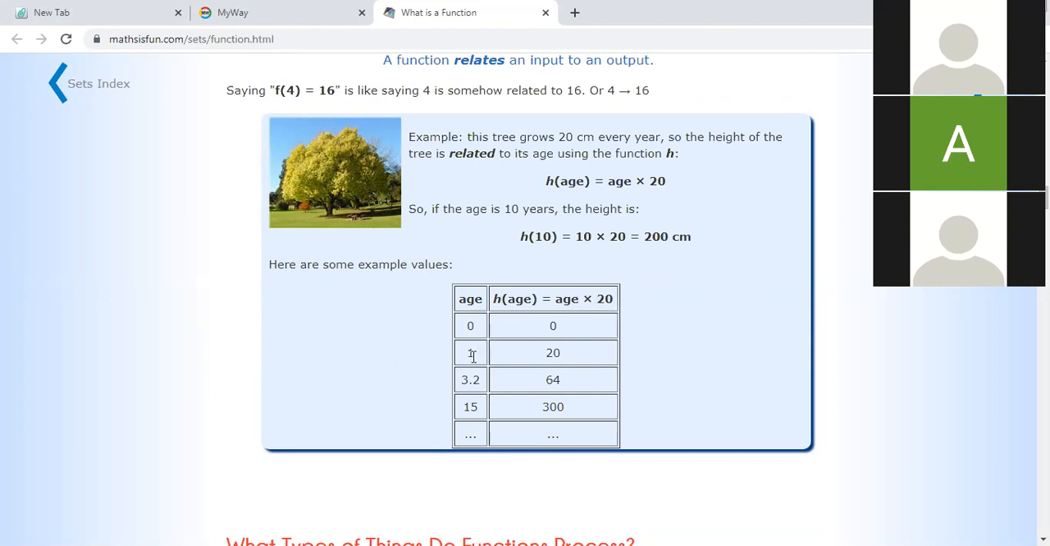height. And then when the tree is 1 year old, its height in 1 year has increased 20 centimeters, means 1 times 20 is 20. When we have 3.2 multiplied by 20, it becomes 64. When the tree is 15 years old, 15 multiplied by 20, it becomes 300. Done class? Clear है यहाँ तक?